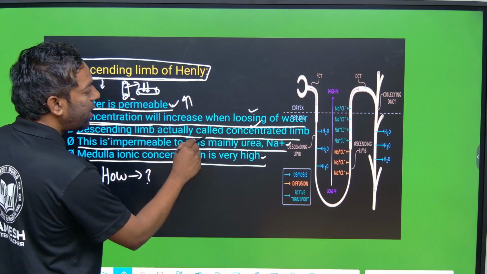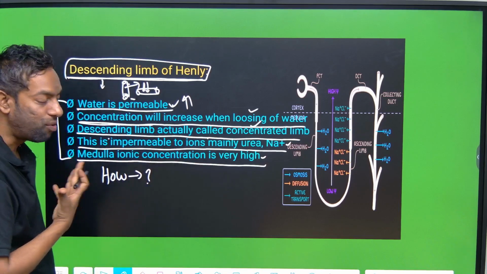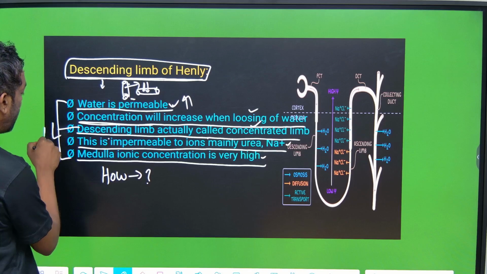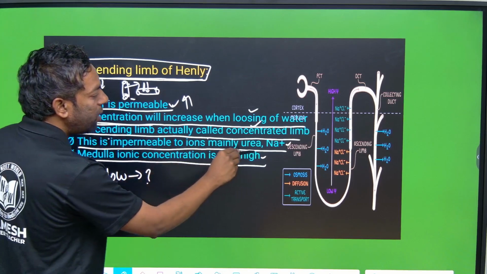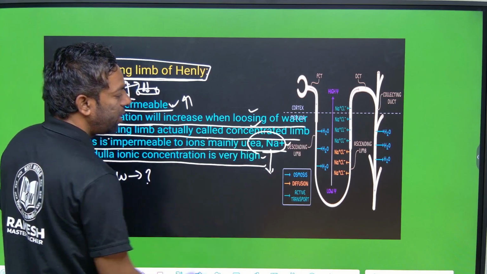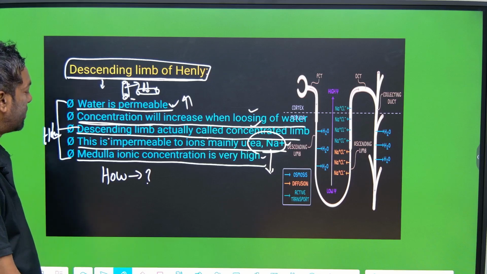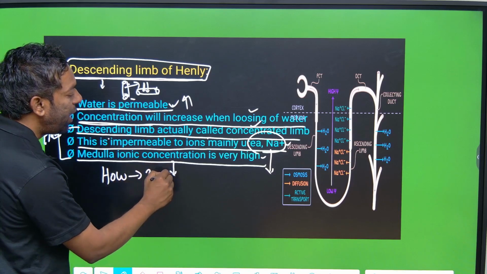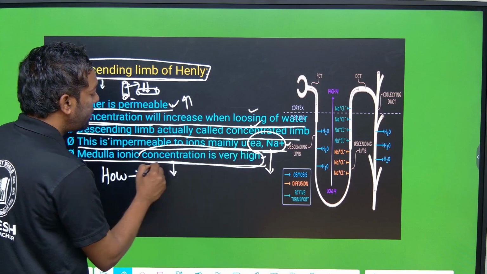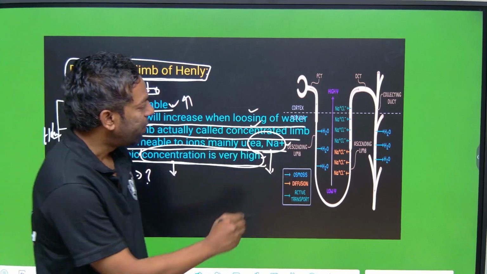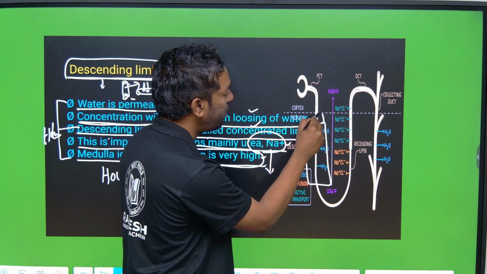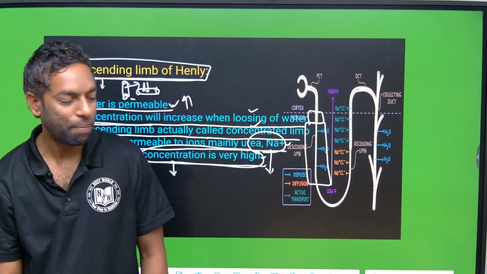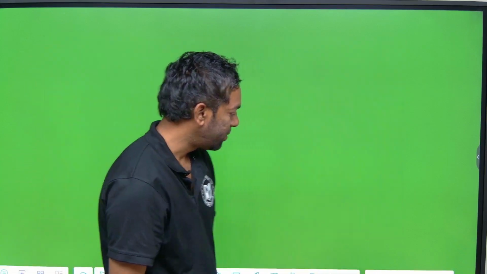The descending limb is actually called the concentrated limb. It is impermeable to urea and NaCl, impermeable to the ions. Finally, the concentration becomes high. This limb, guys, from here to here, we are going to discuss it.